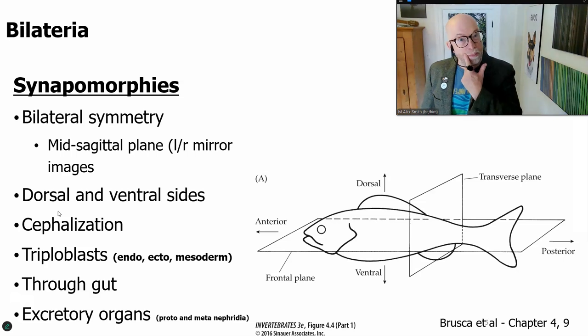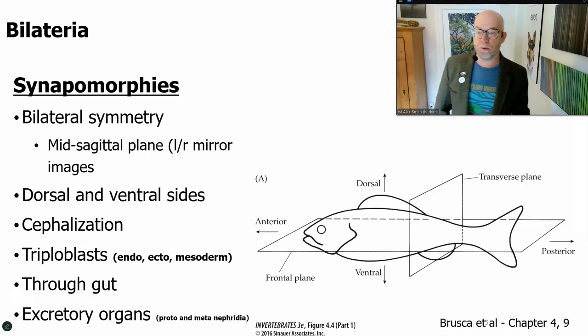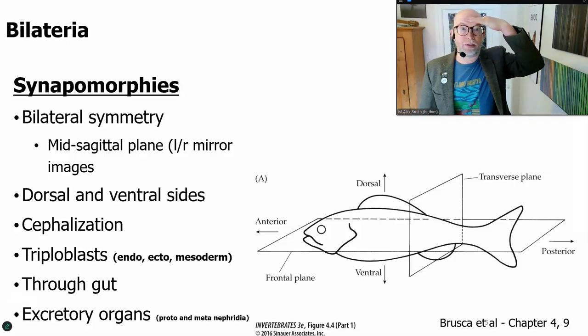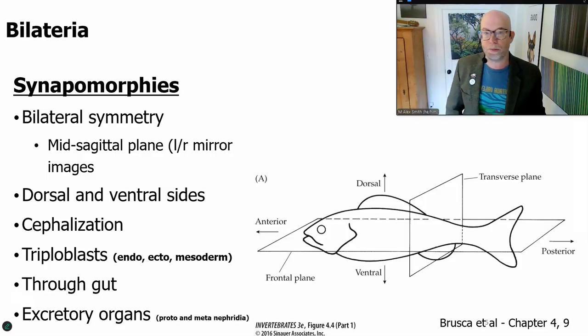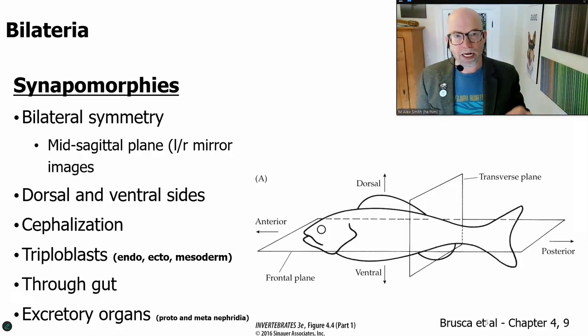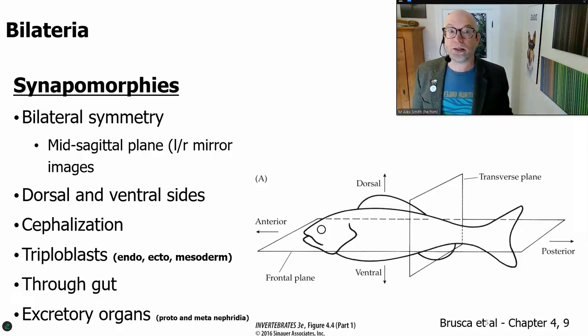Within the bilateria, we see an increase in these kinds of traits. So synapomorphies: we see an increase in cephalization. Zombies have no interest in cnidarians, ctenophores, placozoans, or sponges. There's no brain to eat. So an increase in the frequency and the utility of cephalization. We are triploblasts. So we have an endoderm, an ectoderm, and a mesoderm.